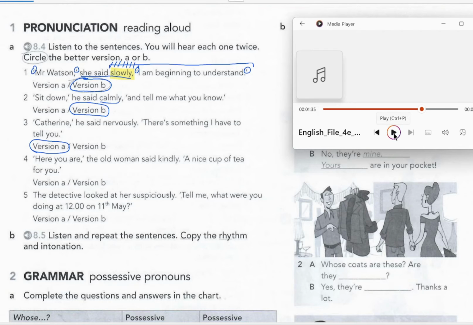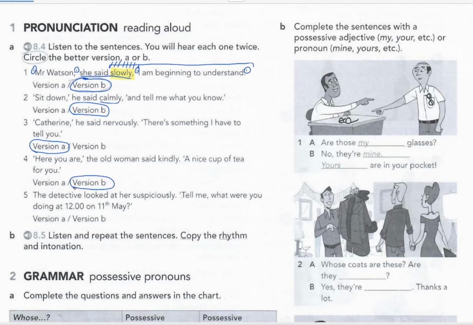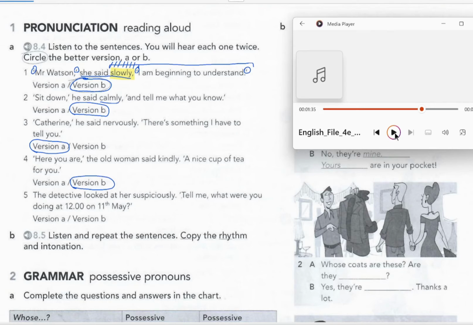So version B sounds very kind, very soft. That's why we're going to go for version B, because in version A you don't feel softness or kindness, right? I'm going to play one more time.